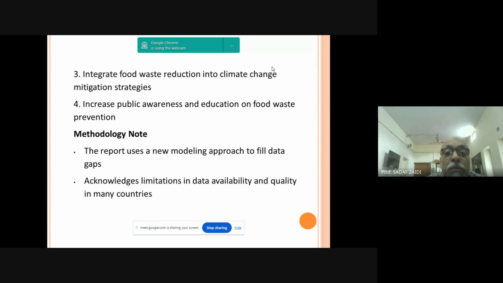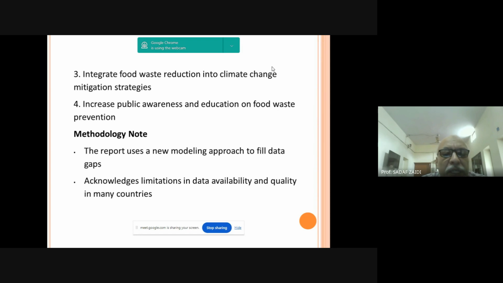Then it says that since this food waste is generating greenhouse gas emissions, and it is also contributing to climate change, therefore it should be amalgamated or integrated into climate change mitigation strategies. वो programs जो हम climate change को tackle करने के लिए बना रहे हैं, उसके अंदर food waste को integrate कर ले. फिर last, it says that public awareness and education on food waste prevention is very, very necessary.